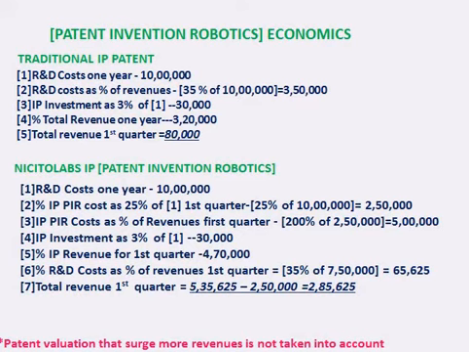Whereas if I start the same R&D cost for 1 year with patent invention robotics, what happens is, I take 20% of 10 lakhs, that is 2,50,000. It can either be funded or you can bring this money into the picture. Then the next step is I do a 200% valuation on that 2,50,000, which is 5 lakhs.